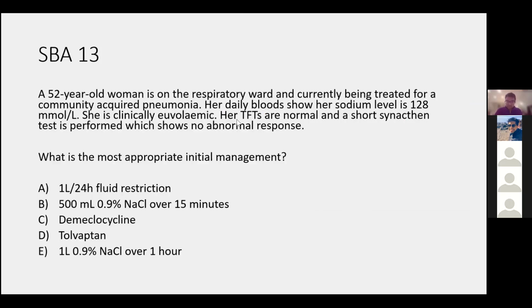Just another question. So, a 52-year-old woman on the respiratory ward currently being treated for a community-acquired pneumonia. Bloods show sodium level 128, clinically euvolemic, thyroid function is normal, Short Synacthen test shows no abnormality. So this patient has what appears to be euvolemic hyponatremia. So the management for this would be initially fluid restriction.